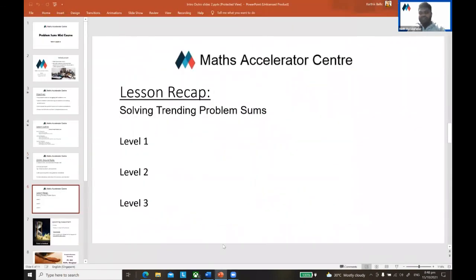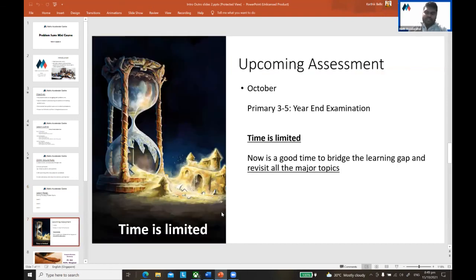Okay, so lesson recap. What you've done today was level 1, 2, and 3 type of problem sum questions. These problem sums are trending, meaning currently they are being recycled across different schools. Your upcoming assessment includes your year-end examination. The whole point of this is to tell you that time is limited now. So now is a good time to bridge all your learning gaps and revisit all the major topics.